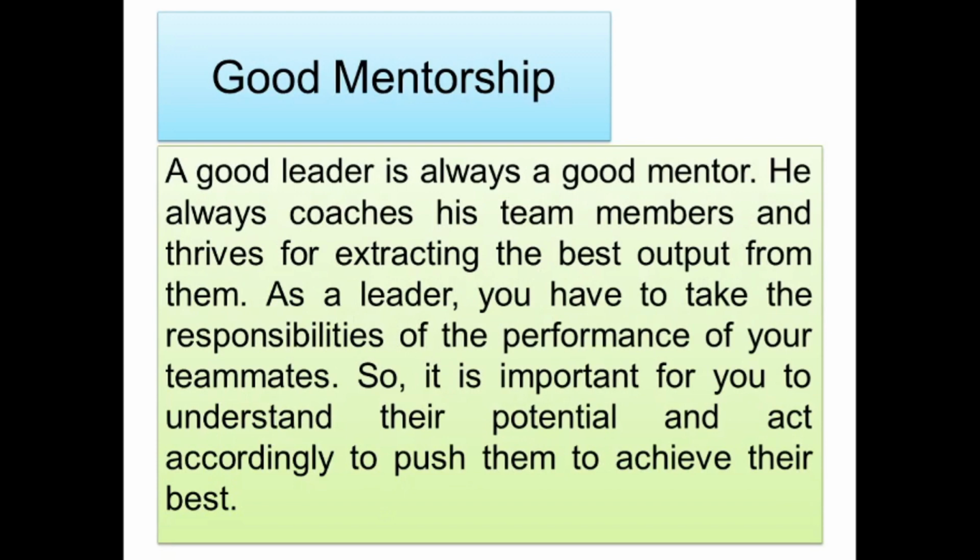Good mentorship. A good leader is always a good mentor. He always coaches his team members and strives for extracting the best output from them. As a leader, you have to take responsibility for the performance of your teammates. So, it is important for you to understand their potential and act accordingly to push them to achieve their best.